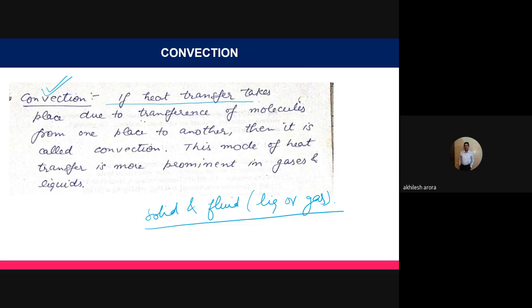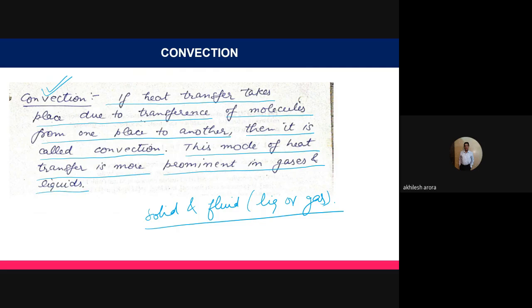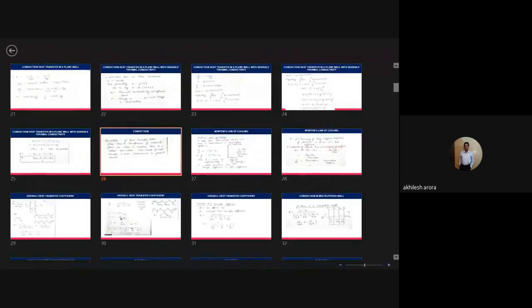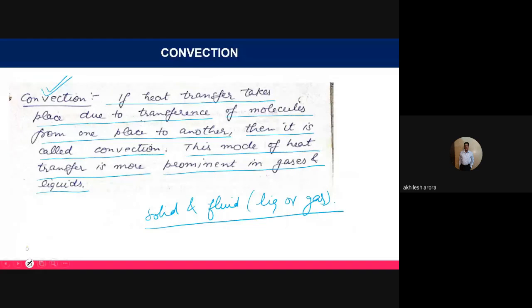If heat transfer takes place due to transfer of molecules from one place to another, then it is called convection. This mode of heat transfer is more prominent in gases and liquids. So actually, as I said conduction is prominent in case of solids, convection is more prominent in gases and liquids. That you should always remember. And it is just because of the transference of the molecules from one place to another place.